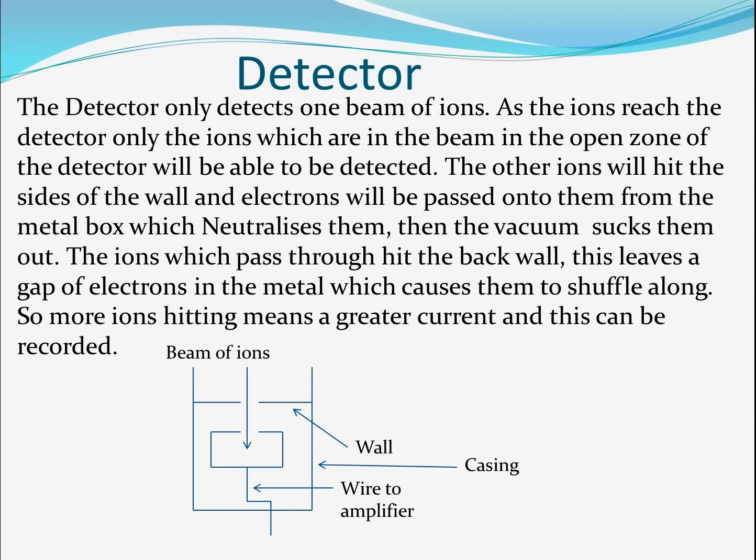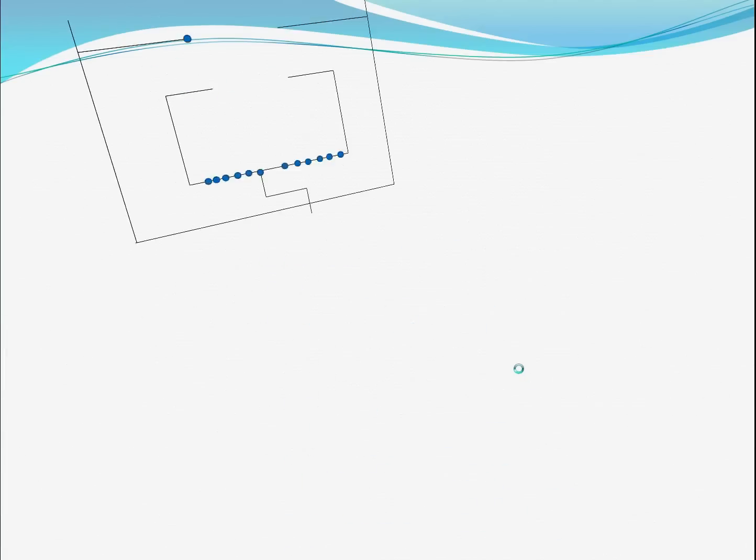The other ions will hit the sides of the wall of the detector, and the electrons will be passed to the metal box, which neutralizes them in a vacuum. The ions which pass through hit the back of the wall, and this leaves a gap. And basically, I'm going to show you how it works, so we don't really need to know all that.